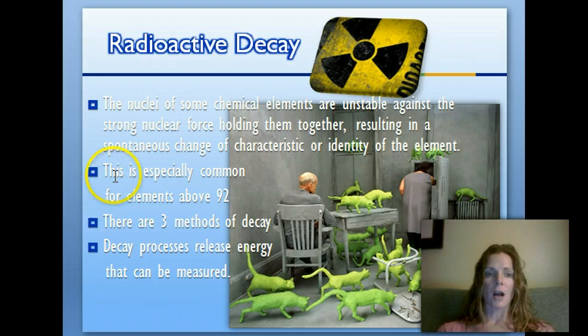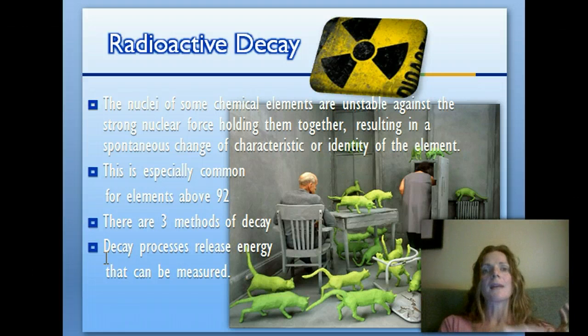This is especially common for those elements that are above 92 in the periodic table, 92 being the atomic number, okay? So anything above 92 is very radioactive. It's very unstable, so it starts to change with its characteristics, okay? There are 3 methods of decay. We're not going to really go into those, but just know that there are different types of decay, and the decay process releases energy that can be measured.